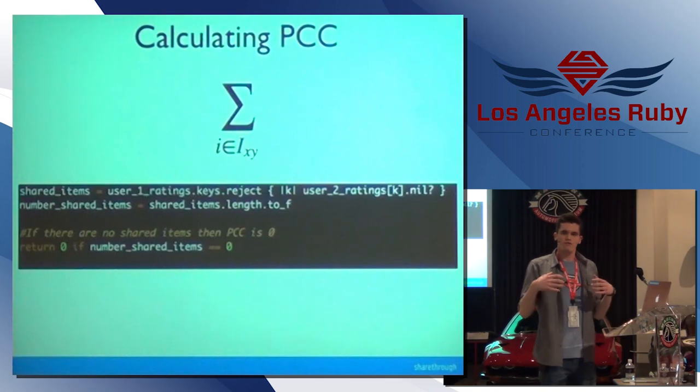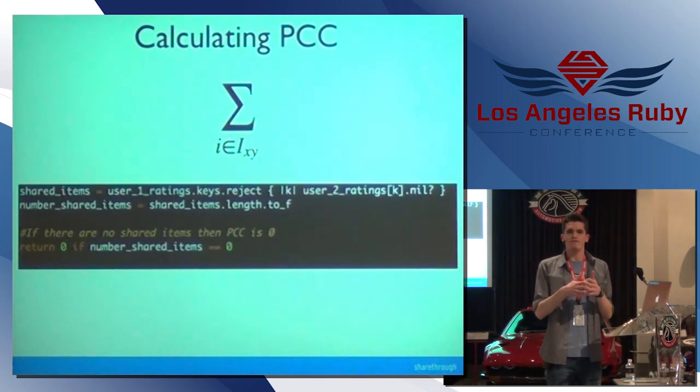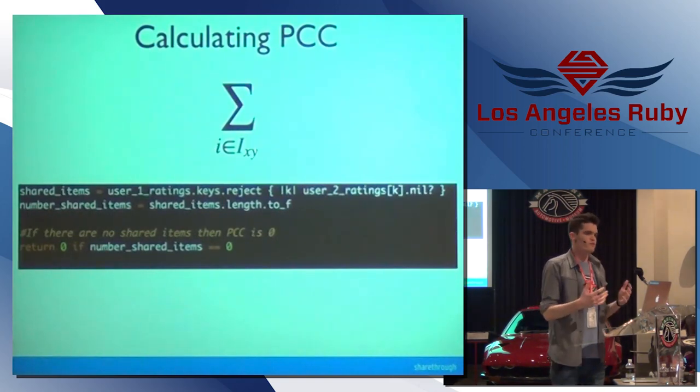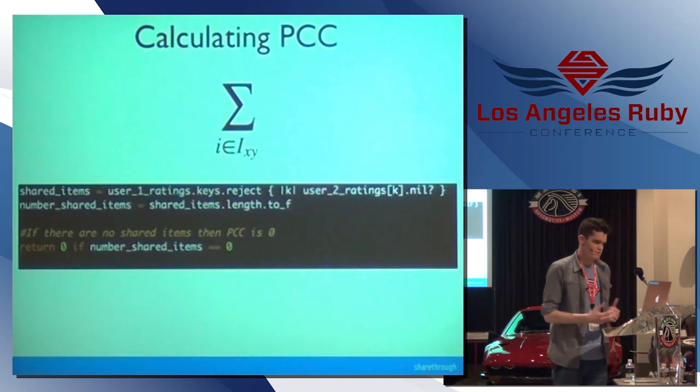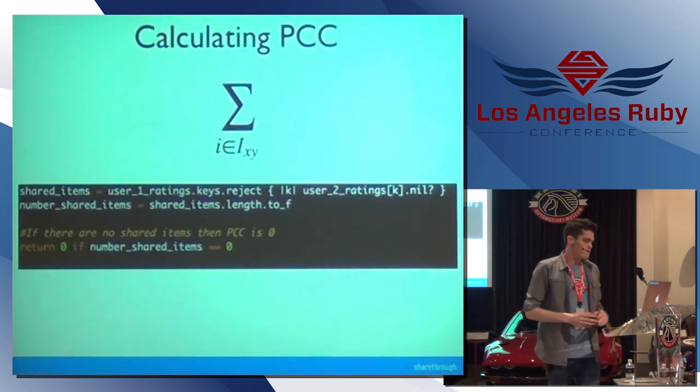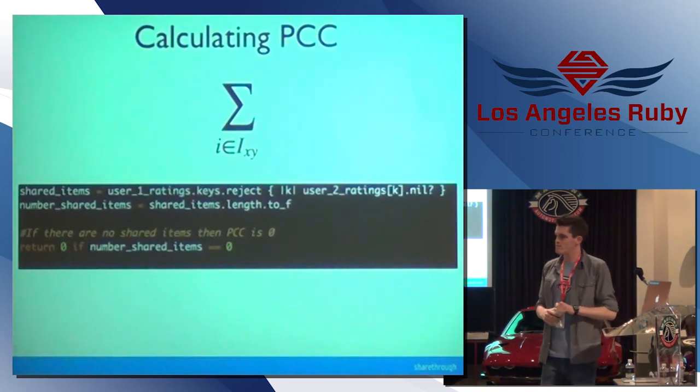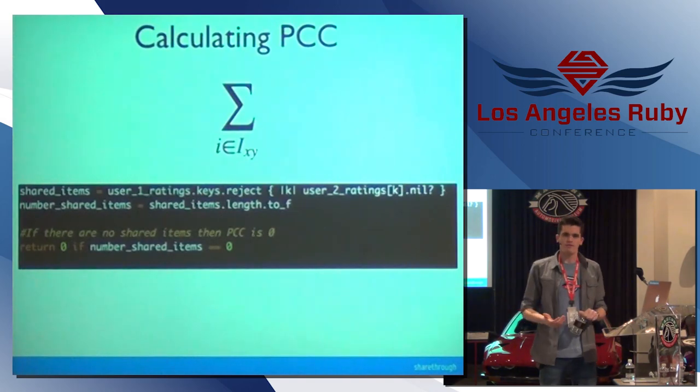Because when we're trying to calculate correlation between users, we have no way of determining how closely related they are if they don't share those items. Right? Because basically, in that case, there's just no way you can infer the correlation, because it'll be zero all the time, so we throw them out. And then the next thing you'll see is that we automatically return zero if the users share no items.